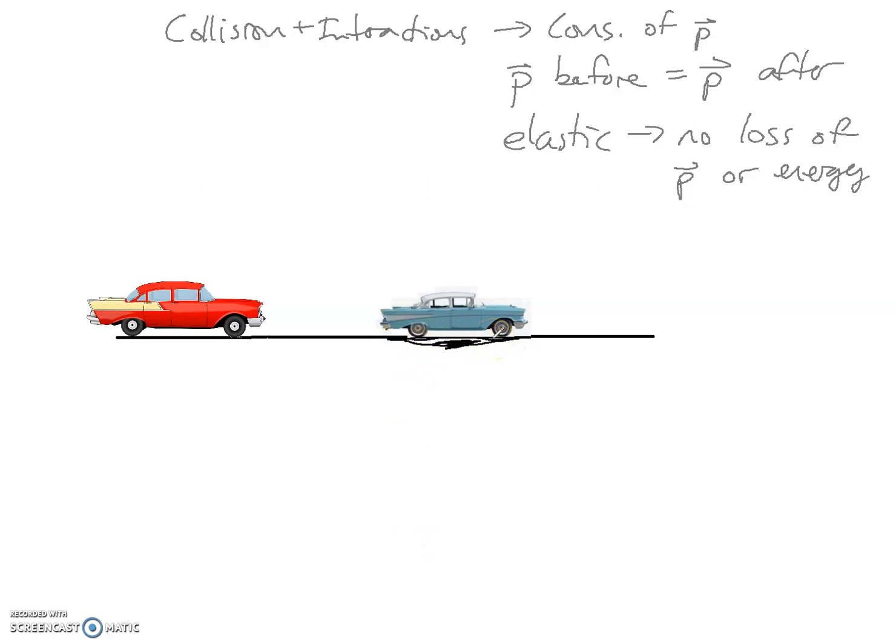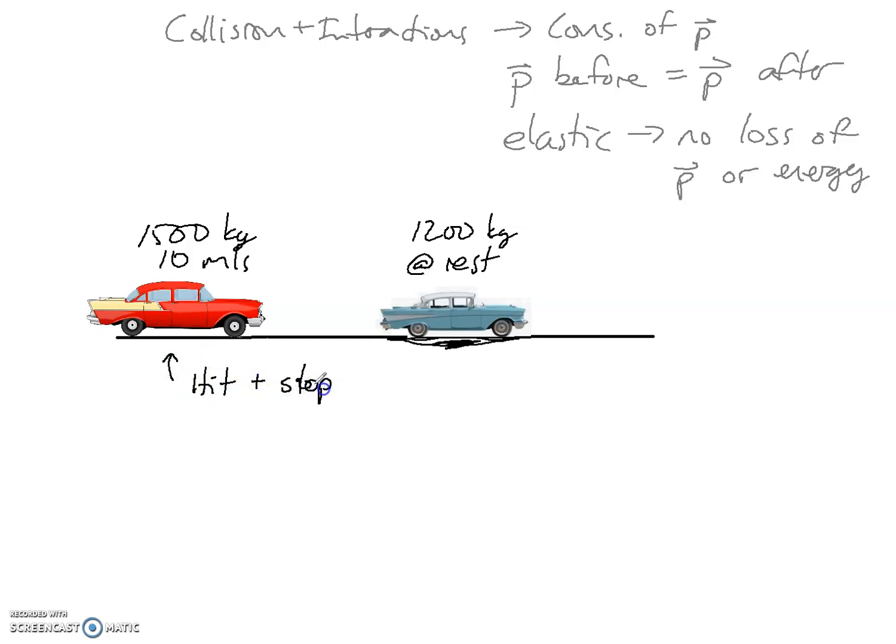Okay, so let's get some values going here. Let's say we have a 1,500 kilogram car, maybe it's traveling at 10 meters per second. And here we have a 1,200 kilogram car, and let's just say it's at rest. The red car is going to hit the blue car, and we're going to make this nice and simple: the red car stops after it hits, and then the blue car obviously is going to move forward. So we're going to use conservation of momentum to find out how fast the blue car is going afterwards.